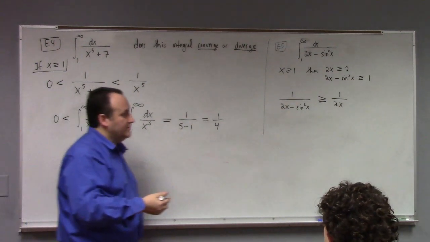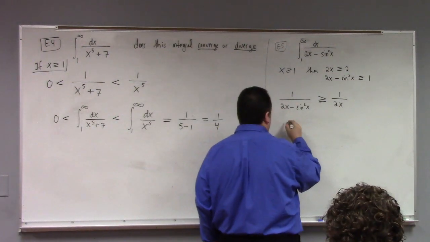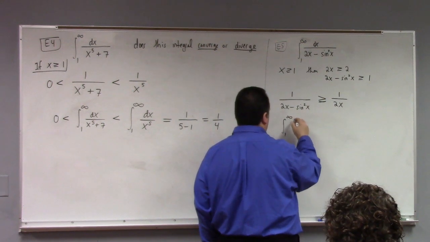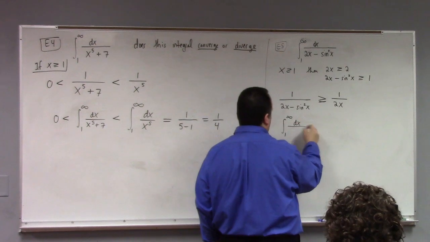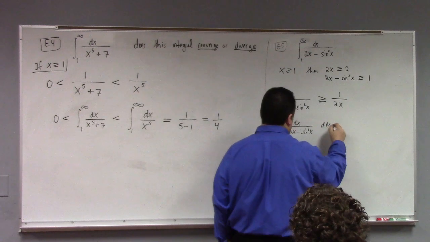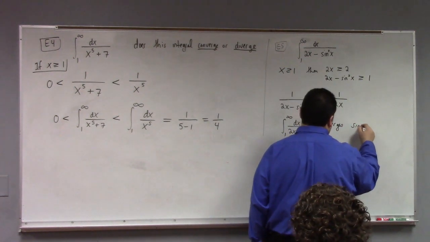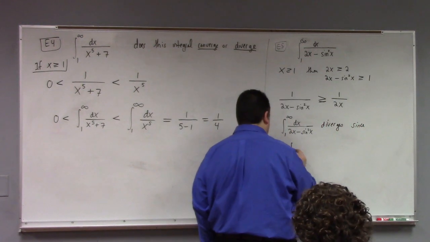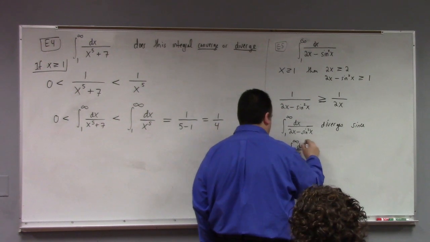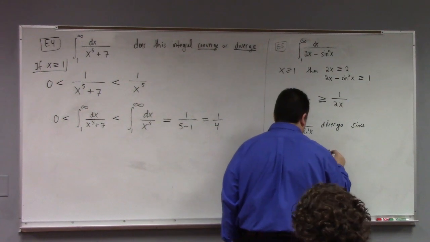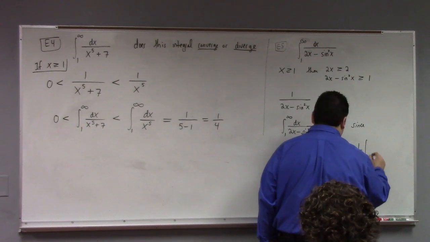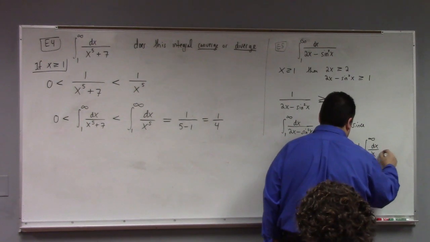Okay, then what? Well, then we have the integral from 1 to infinity of dx over 2x minus sine squared x diverges, since the integral of dx over x from 1 to infinity diverges. And that implies that 1/2 times the integral from 1 to infinity of dx over x diverges.